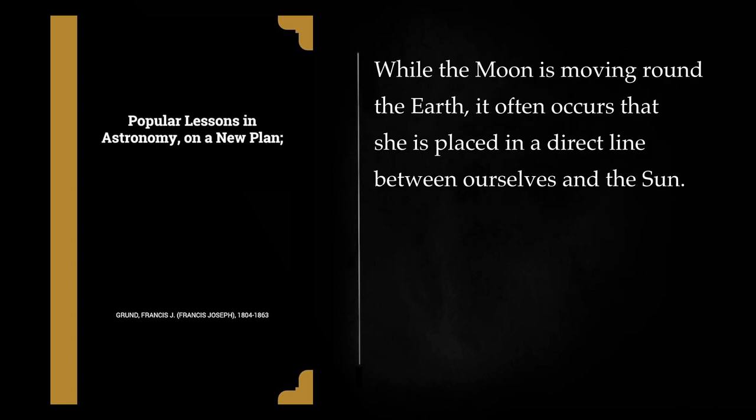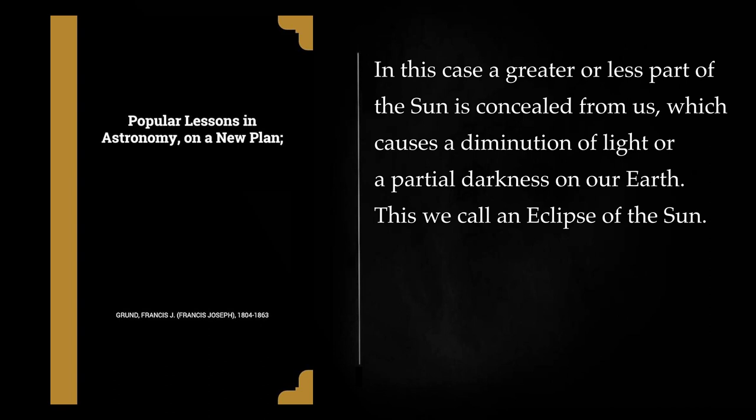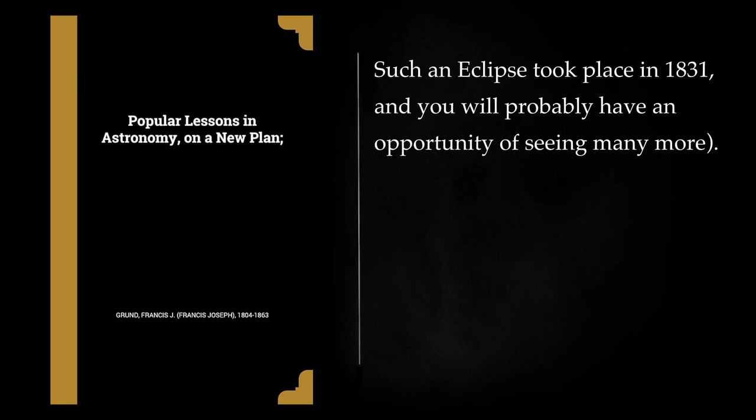Section 18. While the moon is moving round the Earth, it often occurs that she is placed in a direct line between ourselves and the sun. In this case, a greater or less part of the sun is concealed from us, which causes a diminution of light or a partial darkness on our Earth. This we call an eclipse of the sun. Such an eclipse took place in 1831, and you will probably have an opportunity of seeing many more.